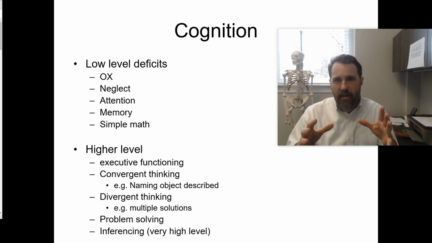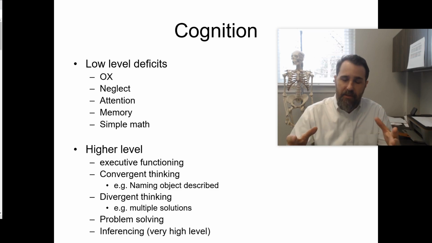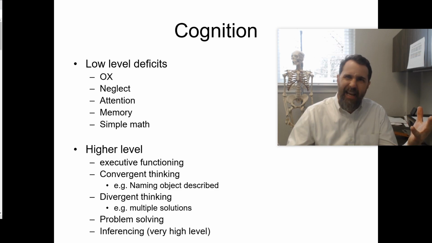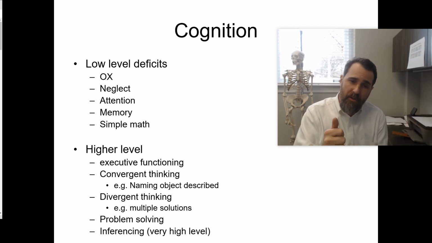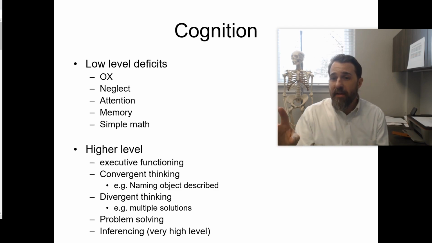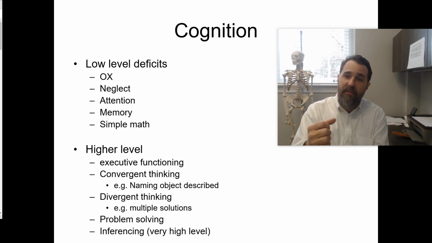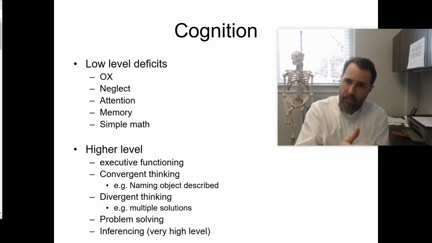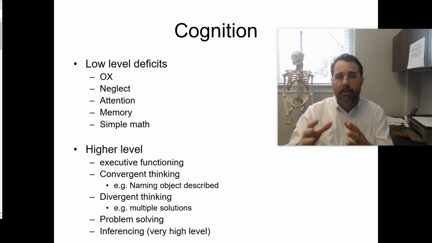So convergent naming is I give you many members of a category, and you take all those and you converge onto what is the name of the category. Divergent naming is the opposite. I give you the category, and then you produce category members.